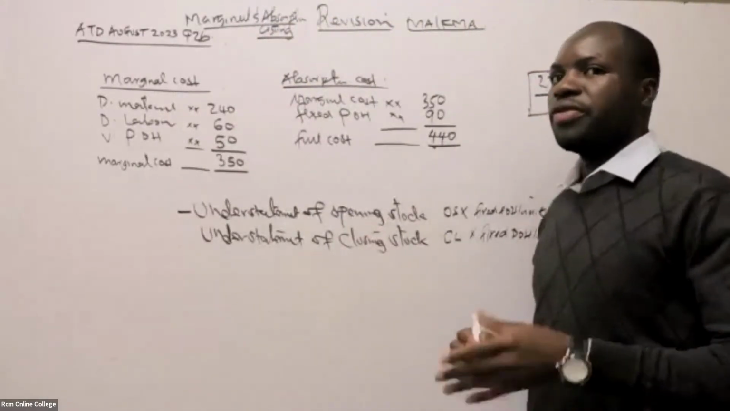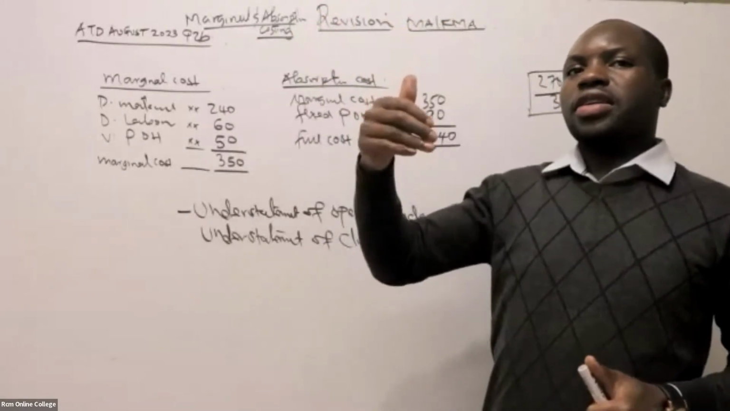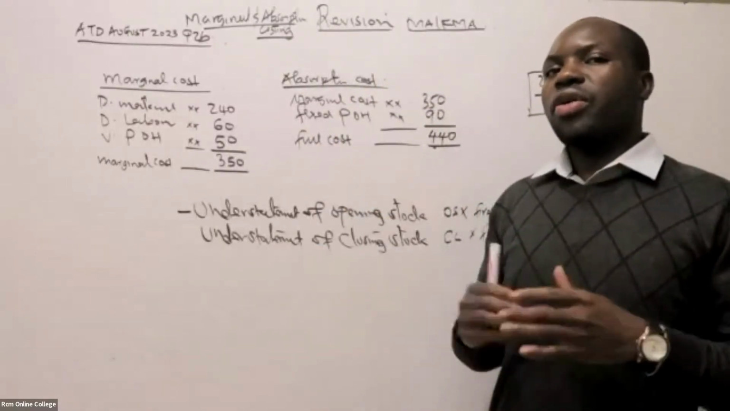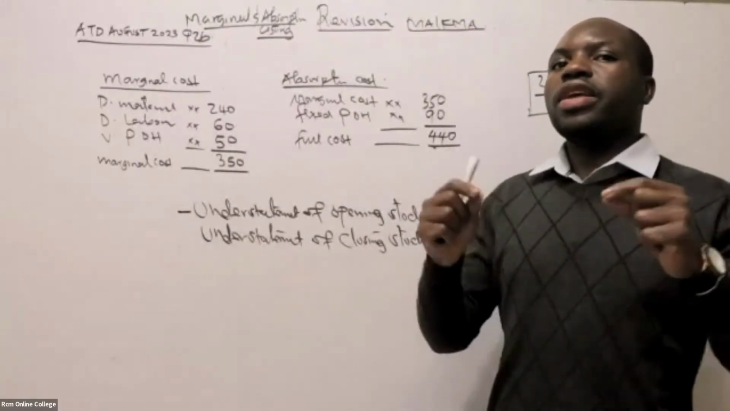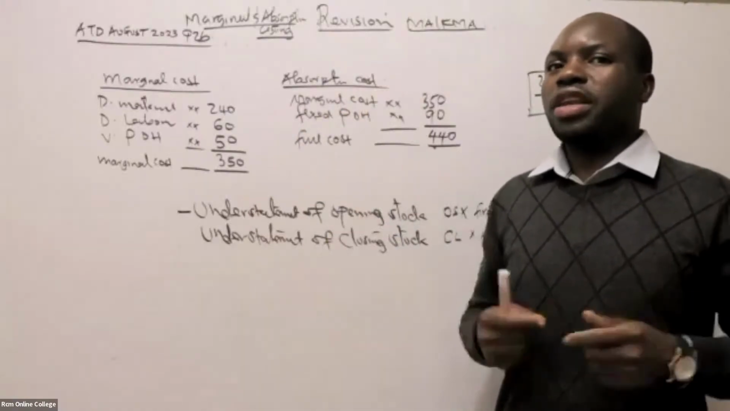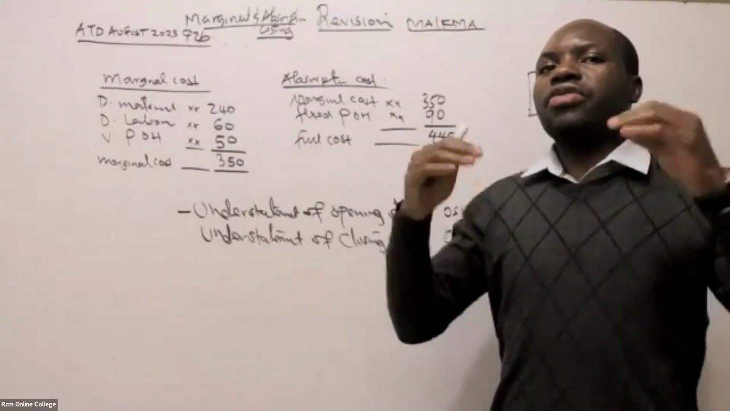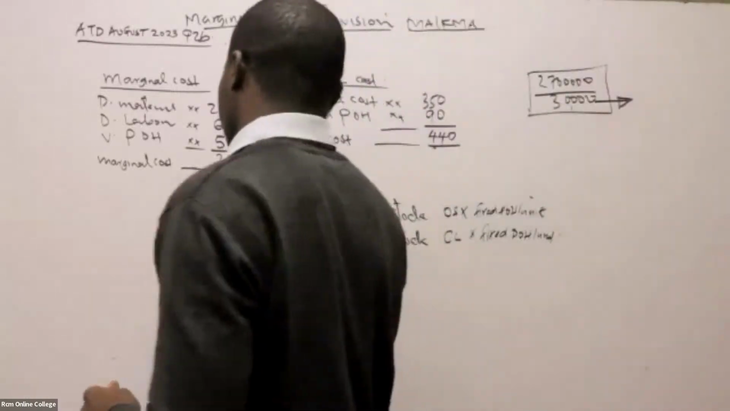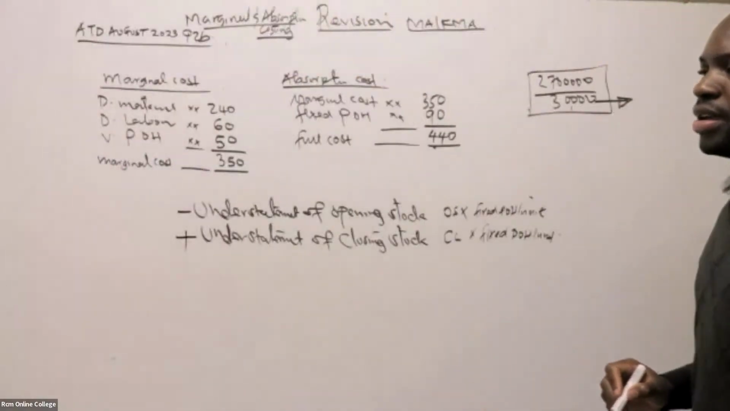Remember the components of cost of sales. It is normally opening stock and production less closing stock. The closing stock is normally deducted. So when you understate what you are deducting, when you understate closing stock, you will exaggerate cost of sales. And when you exaggerate cost of sales, the profits will be understated. How do I get back to the right profit? I add back the understatement.